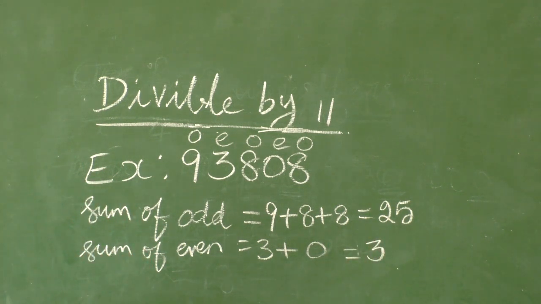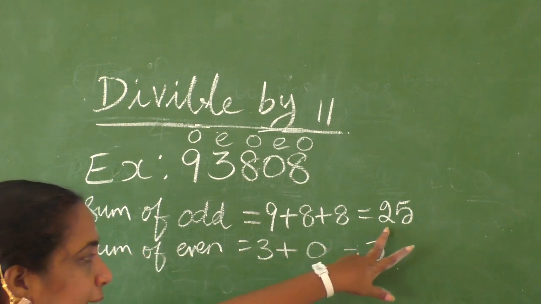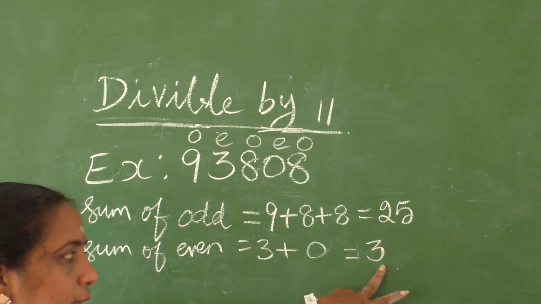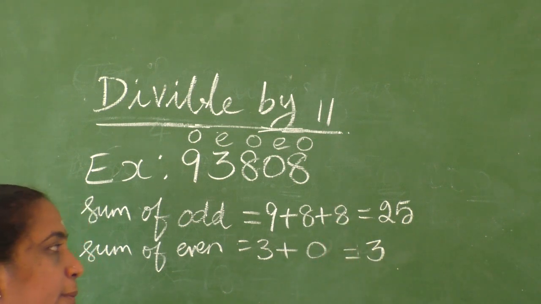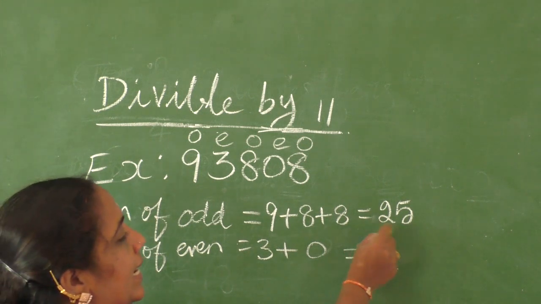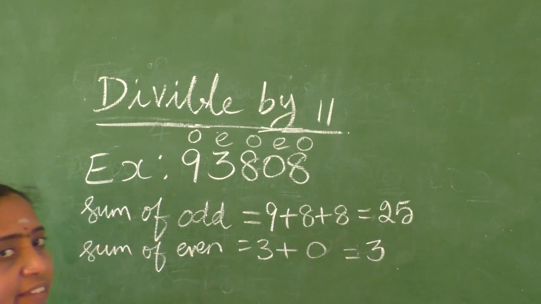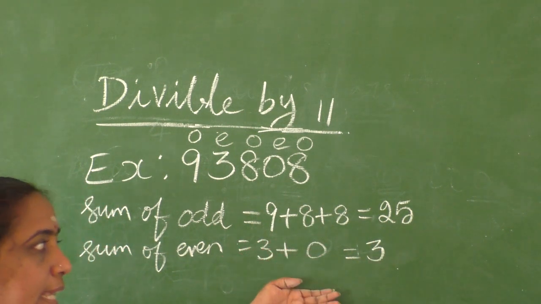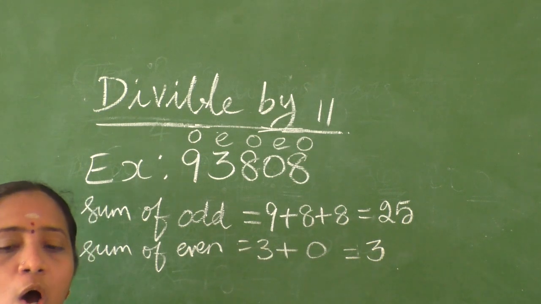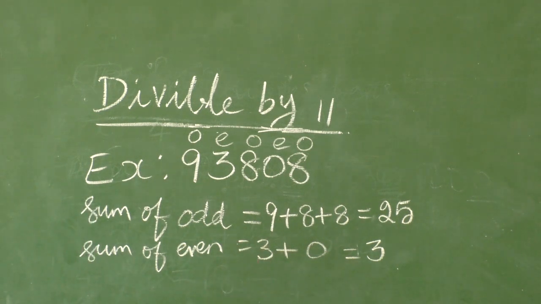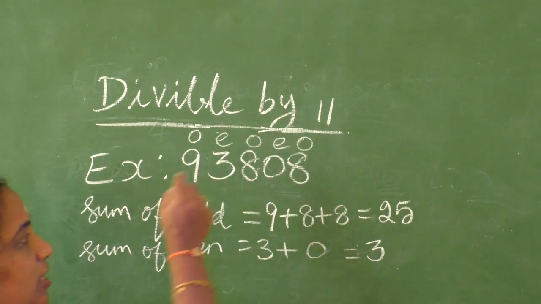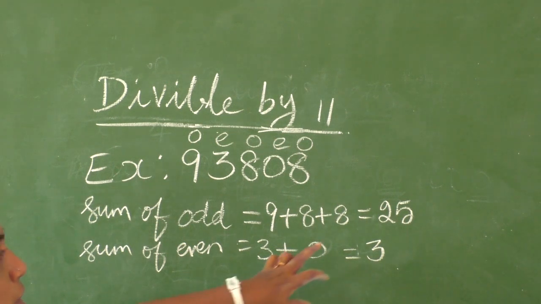Difference. We find the sum of odd places and even places. Then what is the next step? We have to find the difference between this sum of odd places and sum of even places. If the difference is 0 or that number is divisible by 11, then definitely this whole number will be divisible by 11.